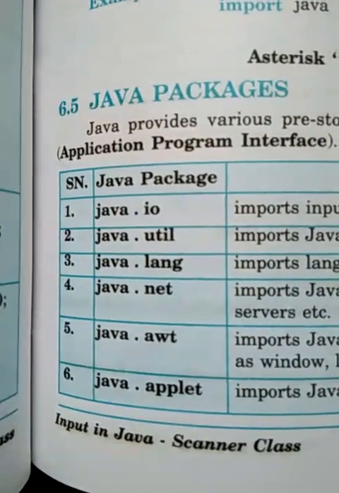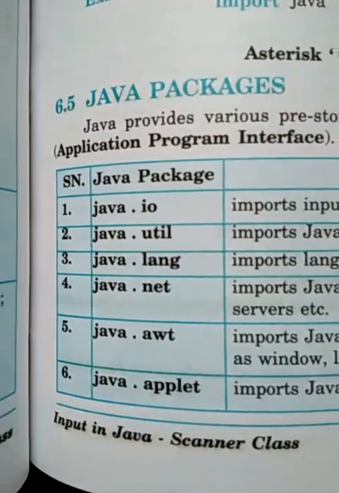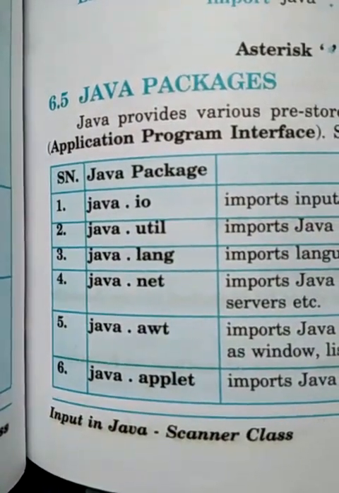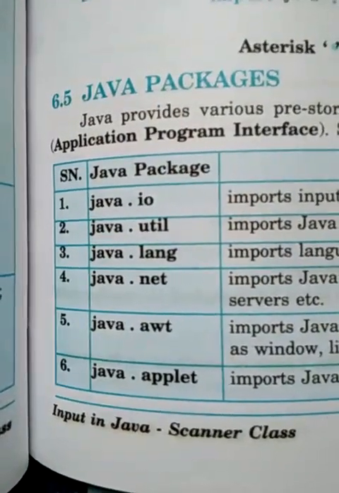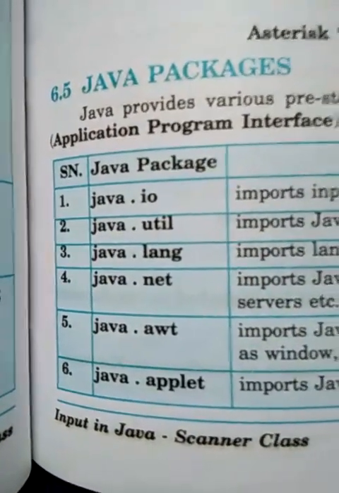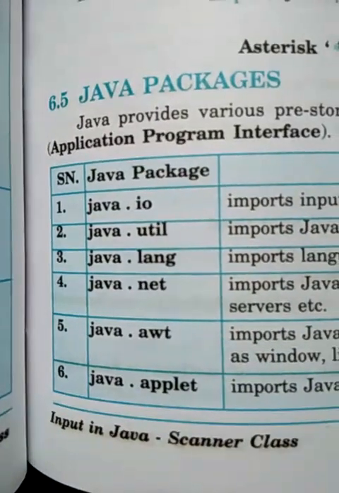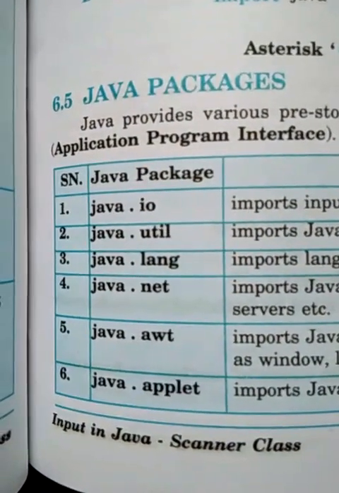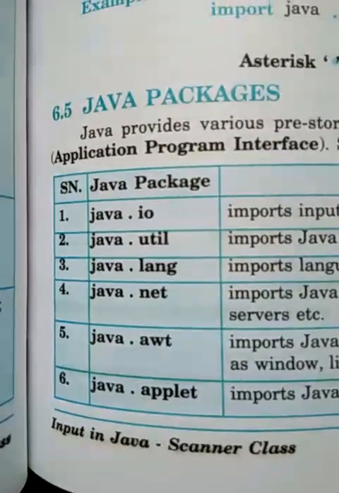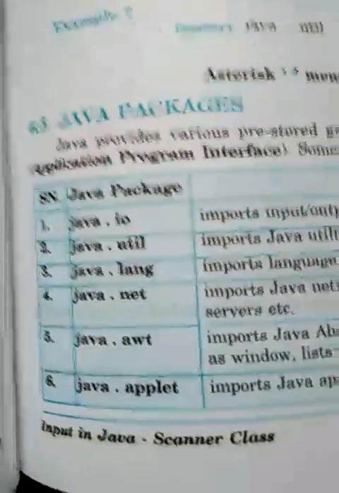The next package is java.net, which is for network programming. Next is java.awt, the abstract windowing toolkit. Suppose we want to create any component related to a window, then we can use this package. The last one is java.applet, which is used for creating an applet, or we can say web pages that will be executed on a web browser. These are the 6 packages listed in your book, and you have to learn at least 5 packages, their names and their uses.